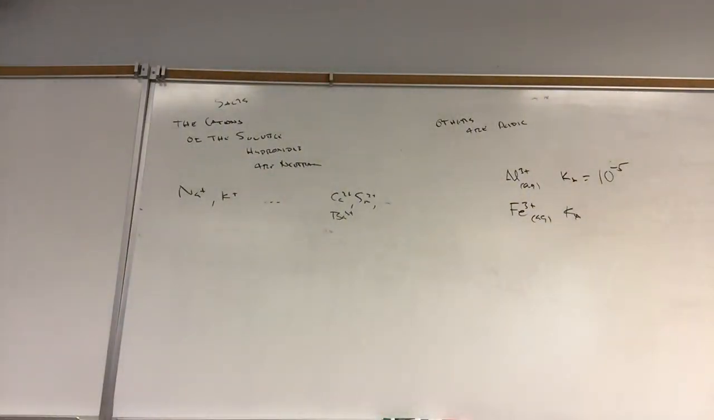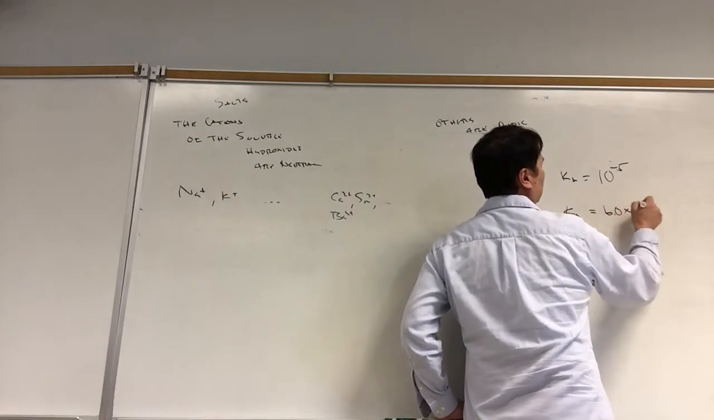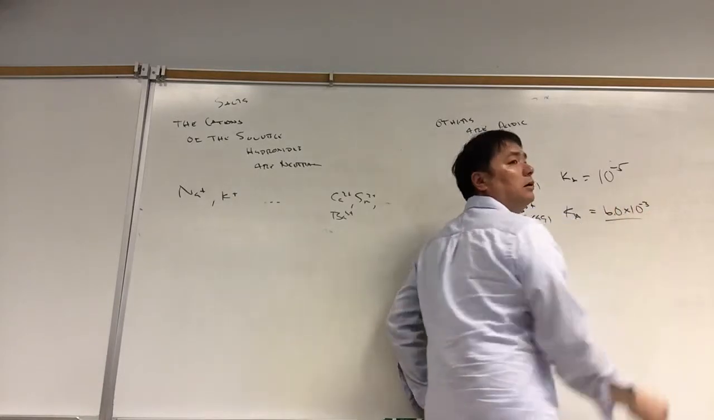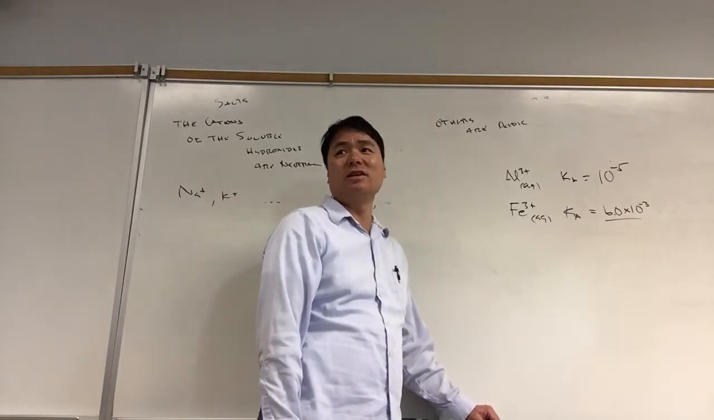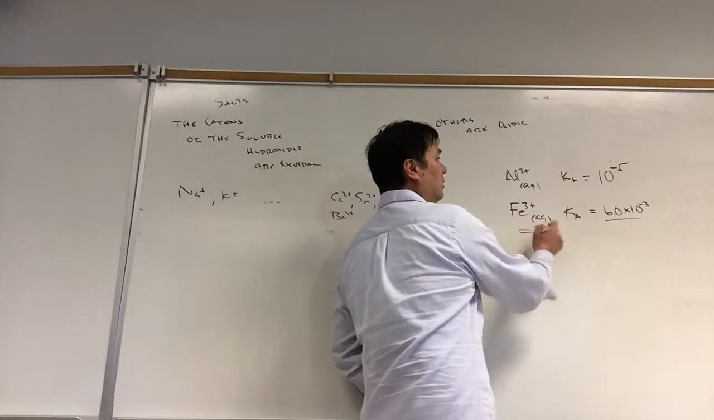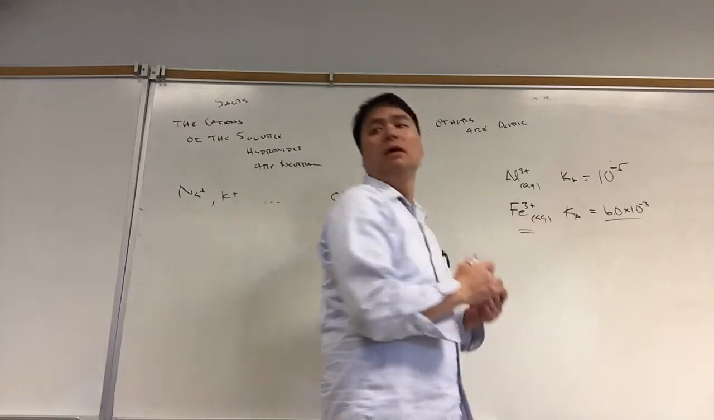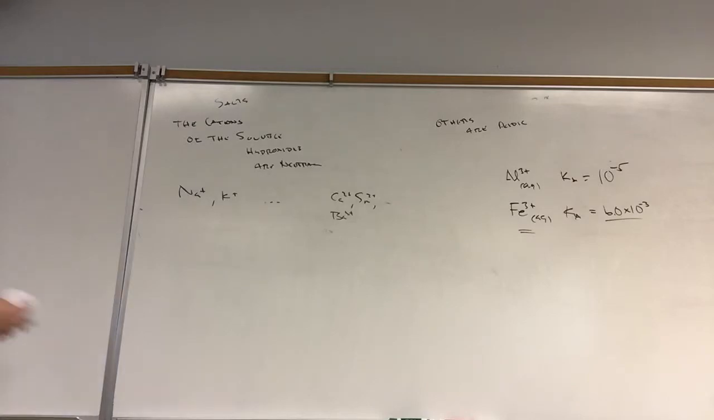Can somebody read that? 3. That's 3. Which means it's about 100 times more acidic than acetic acid. And so why is it so acidic? Why these are so acidic is because of the structure of these.